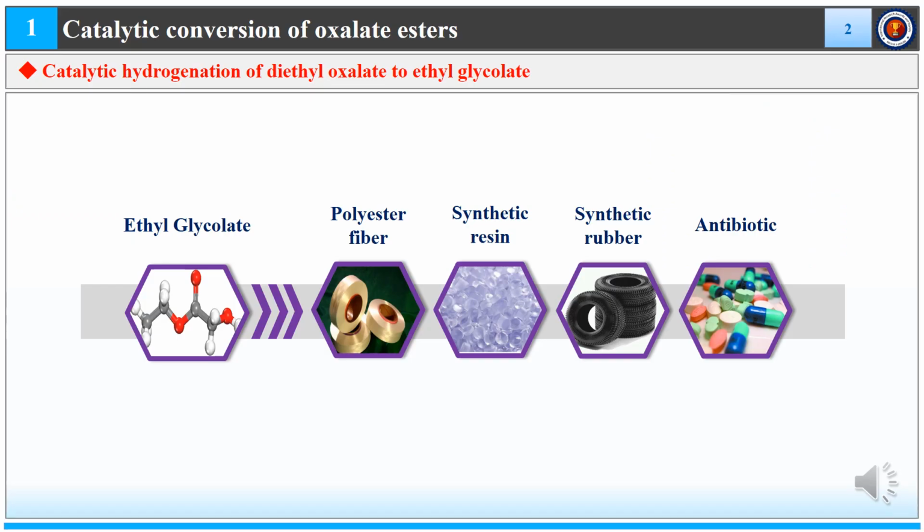My report is divided into two parts. The first one is catalytic conversion of oxalate. Point 1. Catalytic hydrogenation of diethyl oxalate to ethyl glycolate. Ethyl glycolate is very important because it can be used in synthesis of polyester fiber, synthetic resin, synthetic rubber, and so on.